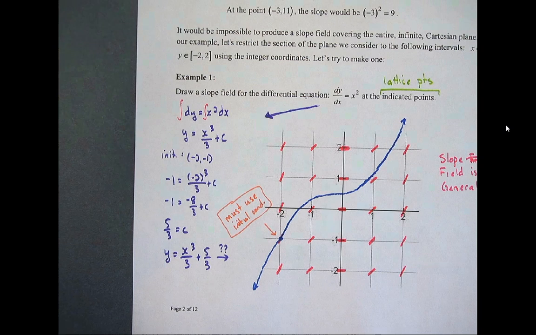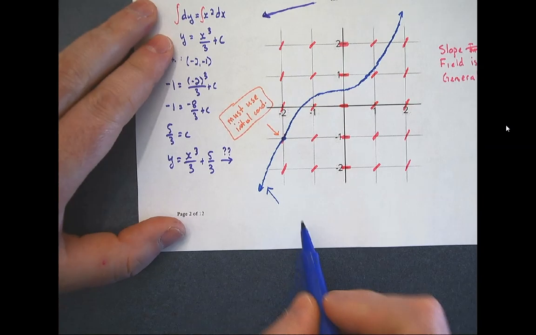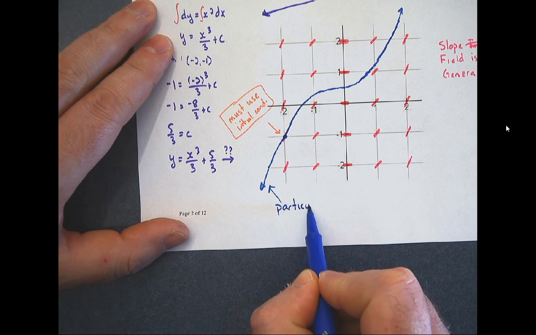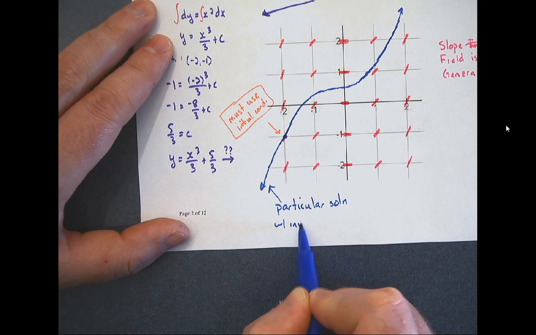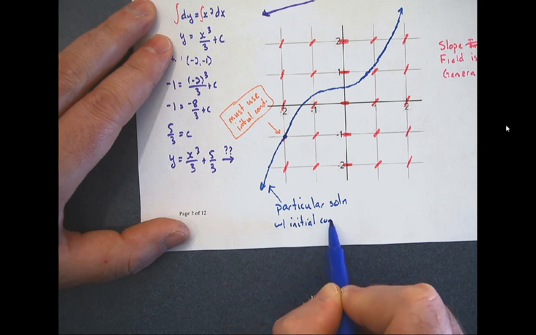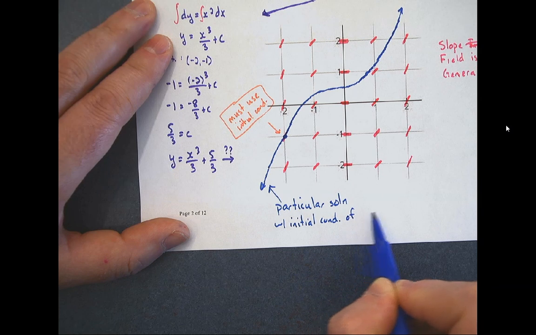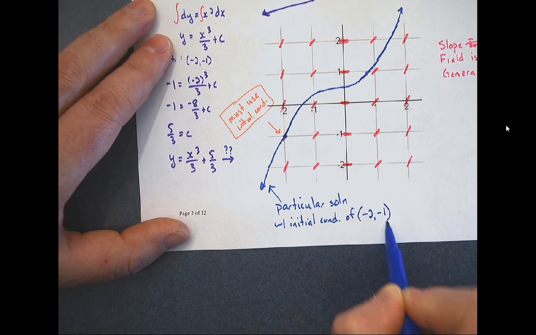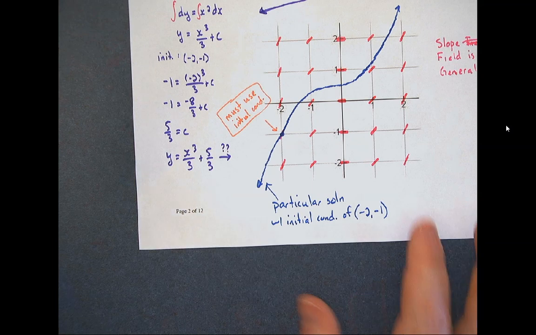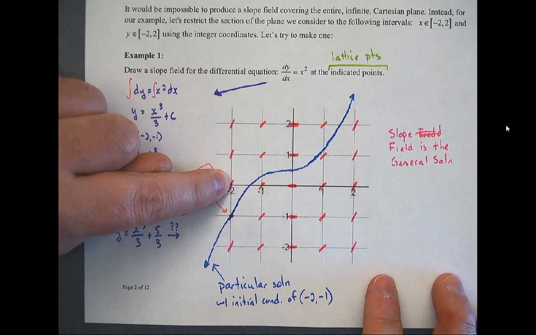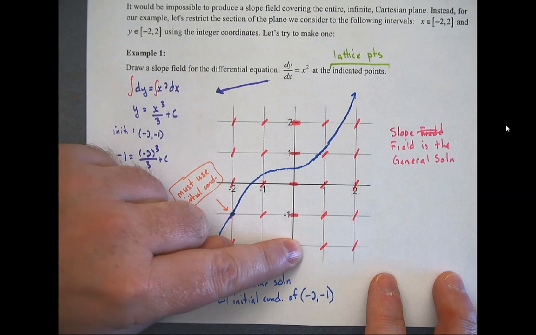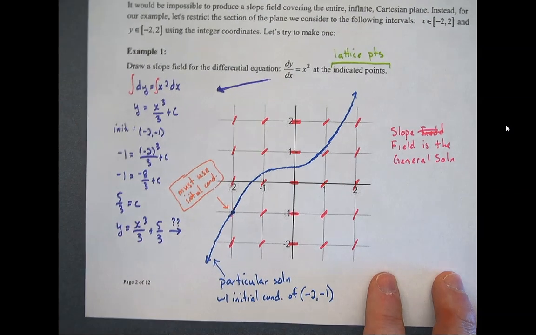So here, I want to leave myself a little note. This would be the particular solution with the initial condition of (-2, -1). The general solution is all those different pink graphs. Now you could imagine if I started up here, or let's say I started over here, my graph would still look basically like a cubic, but it would have a different height. It would have a different vertical shift.